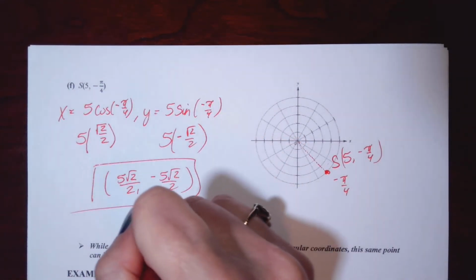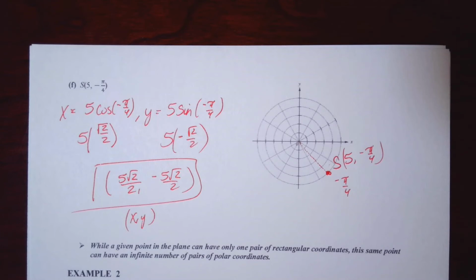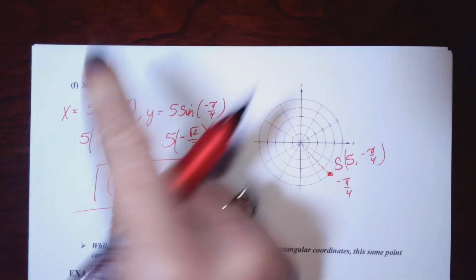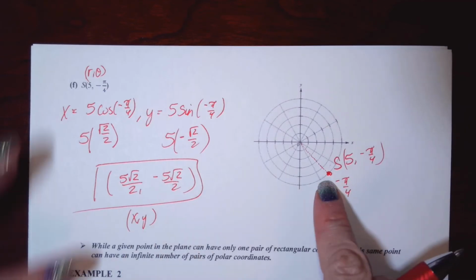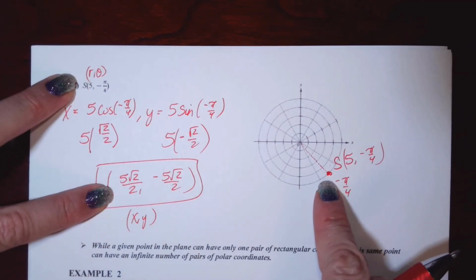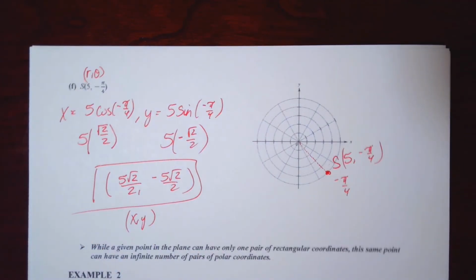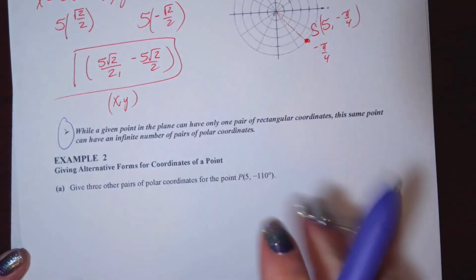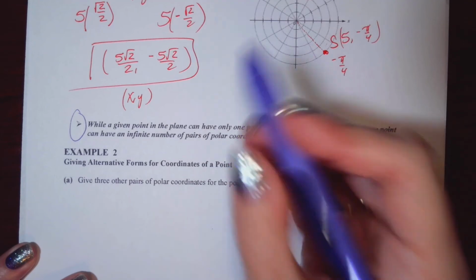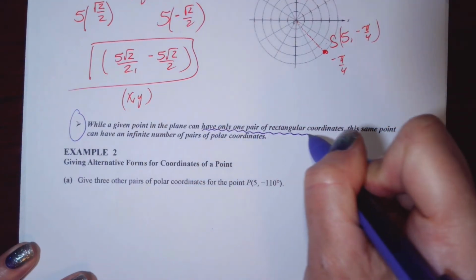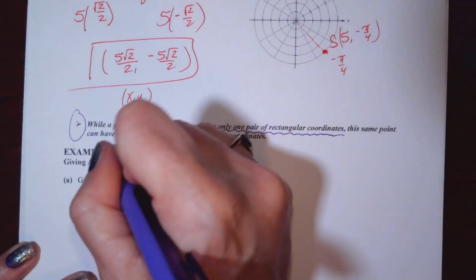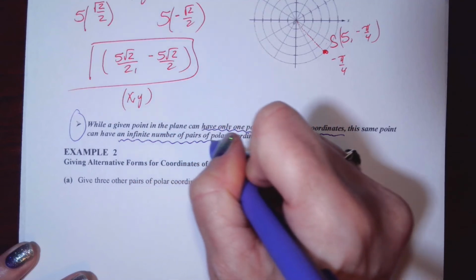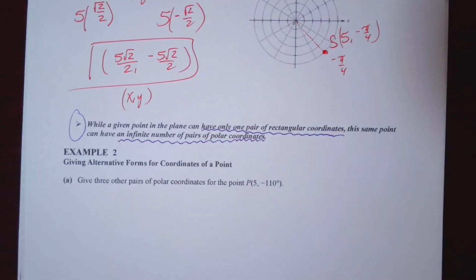My XY coordinate pair, my rectangular coordinate pair. We started with r theta, we changed it to XY. Both of these are this location on my graph. And then I promised you that it would be stated for you. Here it is. While a given point in the plane can have only one pair of rectangular coordinates, the same point can have an infinite number of pairs of polar coordinates.